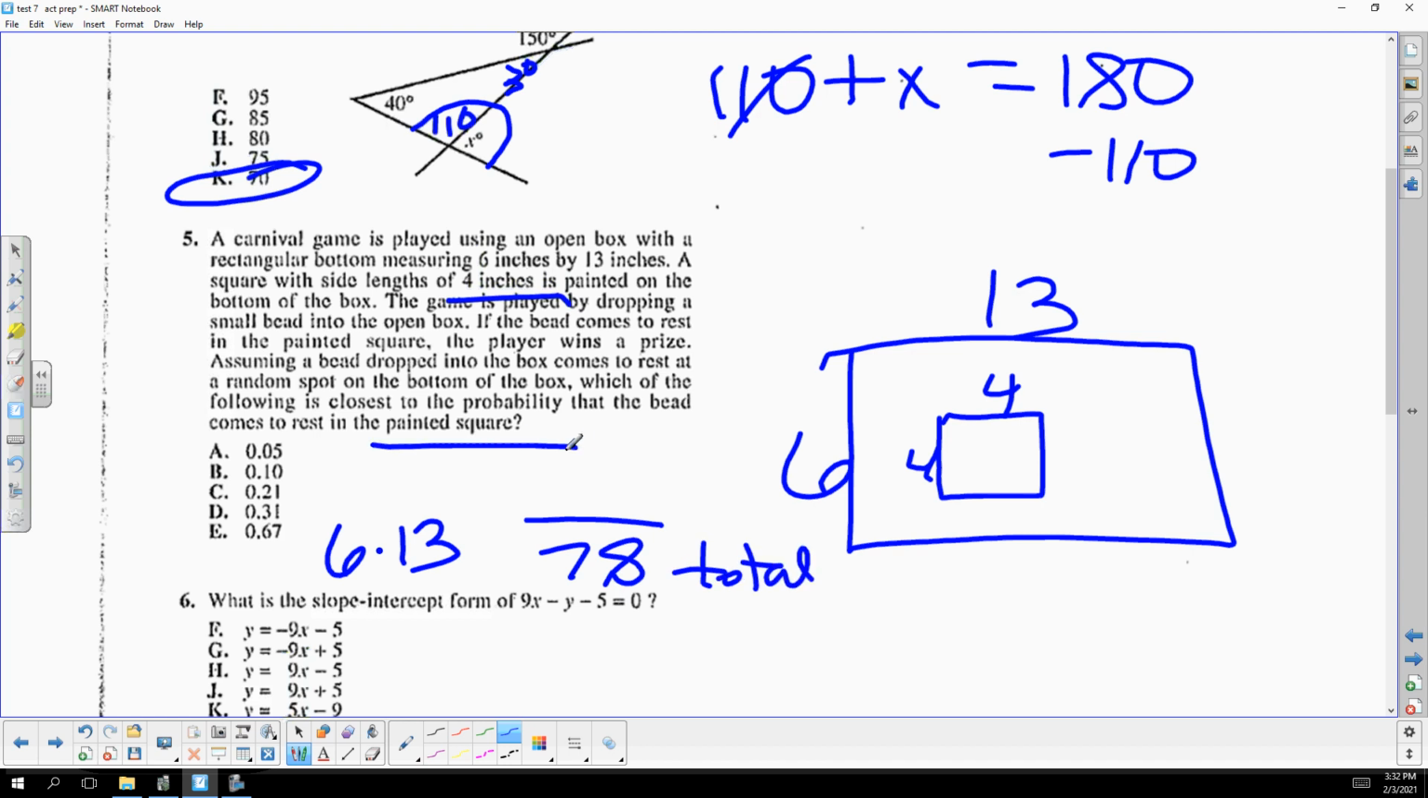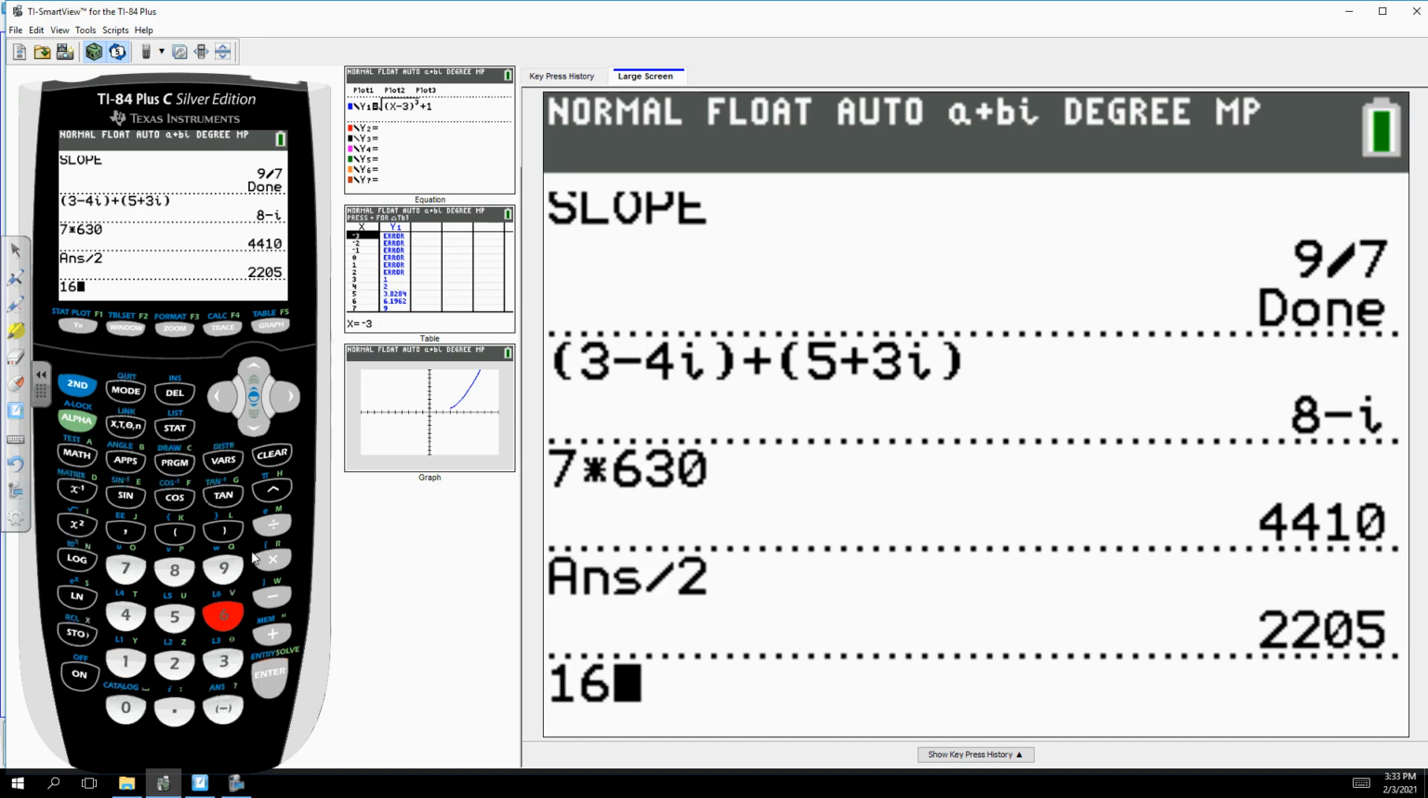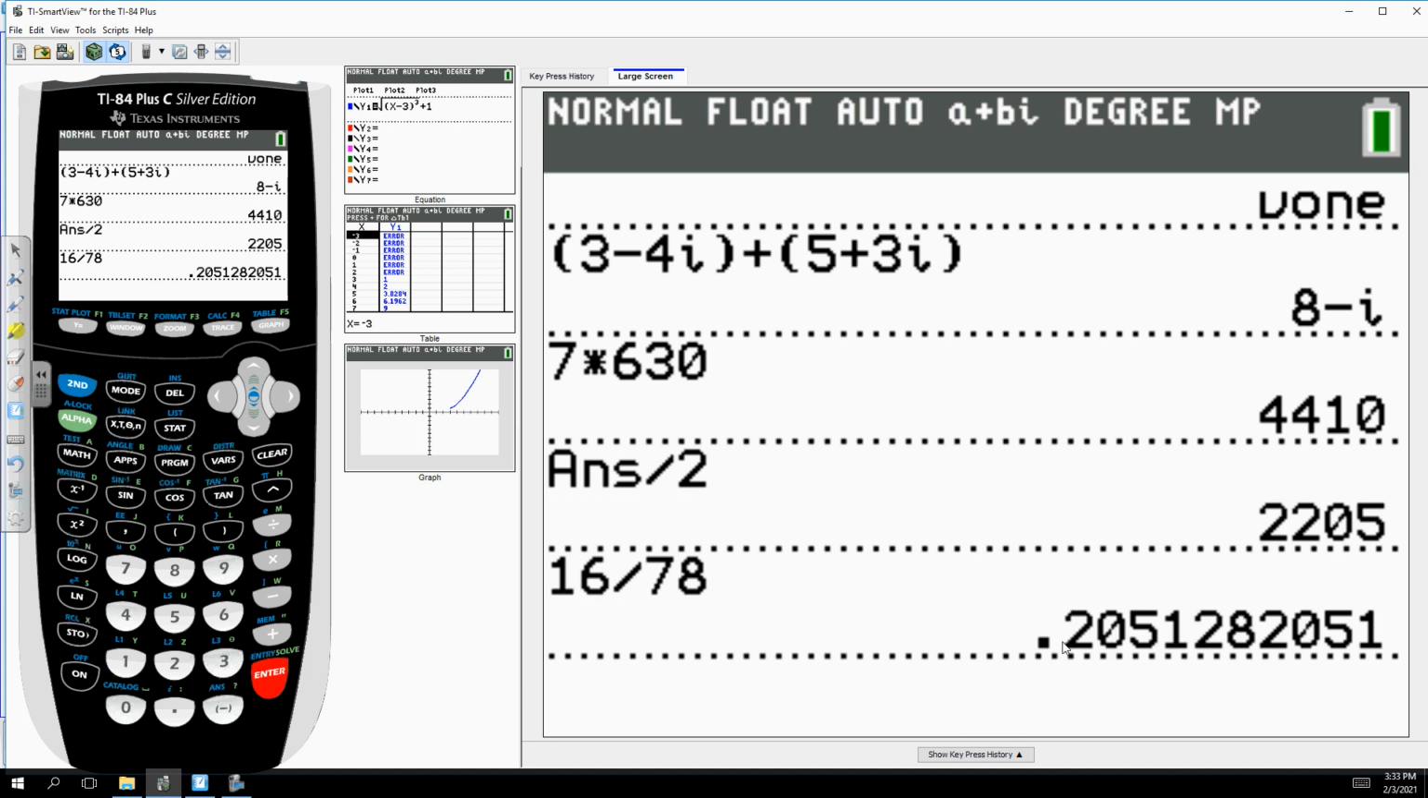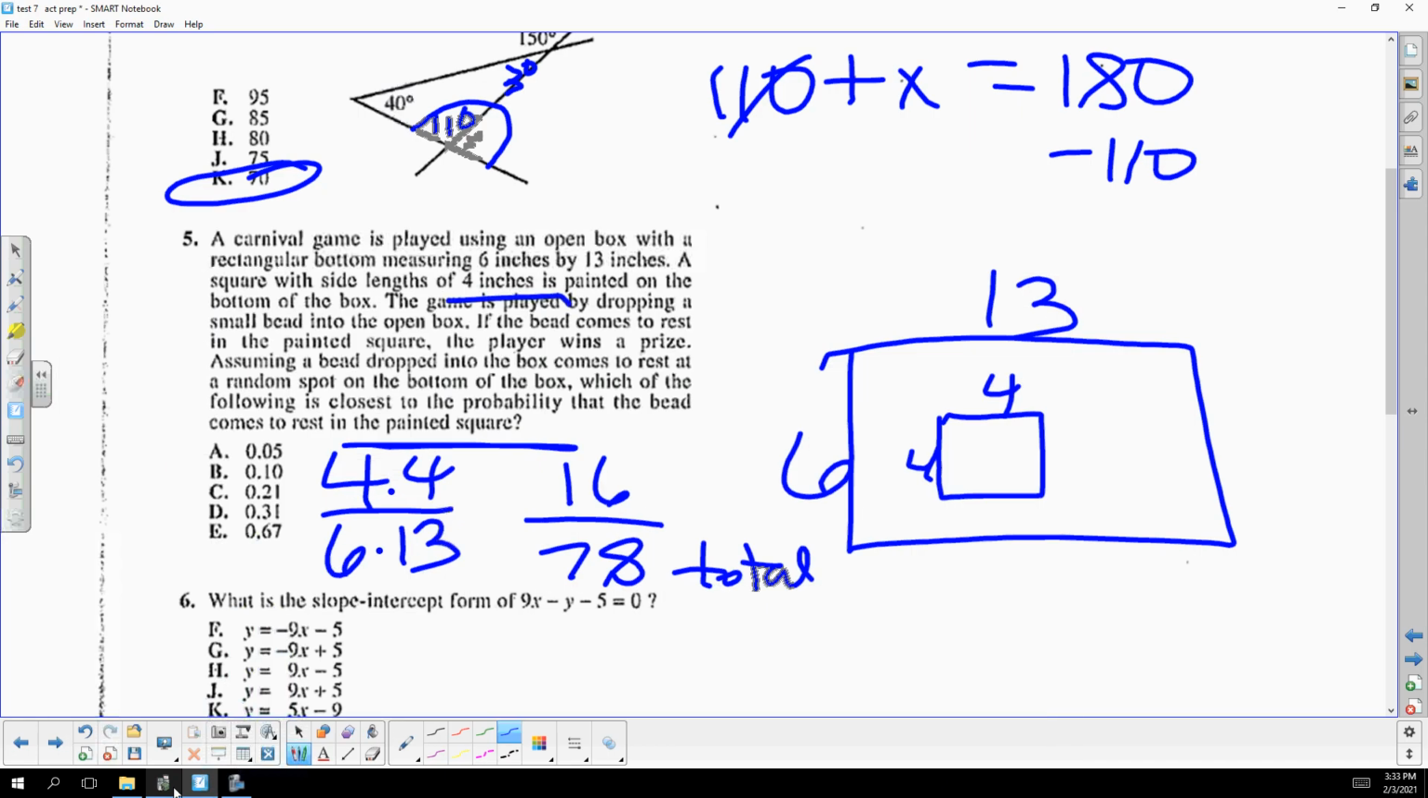And inside the square, so what's the area of the square? 4 times 4 is 16. So the answer is 16 over 78 for area probability. They want the decimal, so it's 0.205, and that is closest to 21 rounded to C.